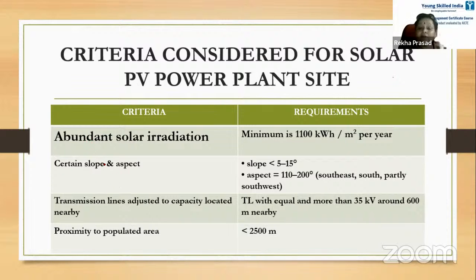So minimum 1100 kilowatt hours per year per square meter of area is needed. Then certain slope and aspect. The land on which the solar plant is being situated should have a slope between 5 to 15 degrees. Aspect means what direction it should face: south east, south, partly southwest.